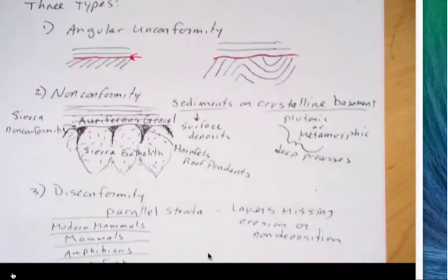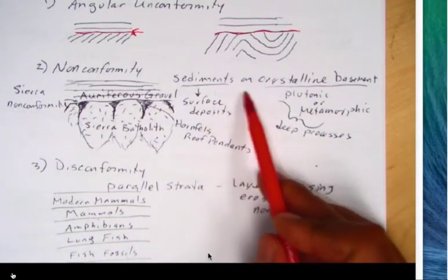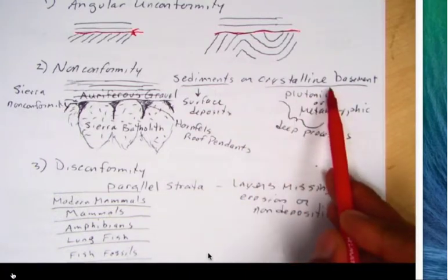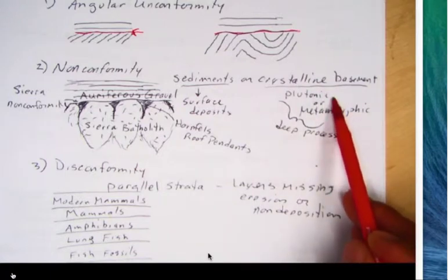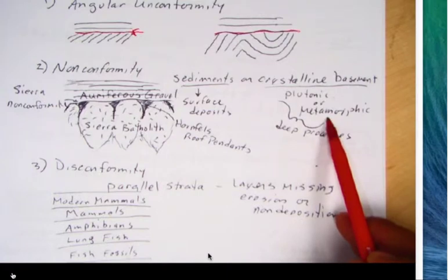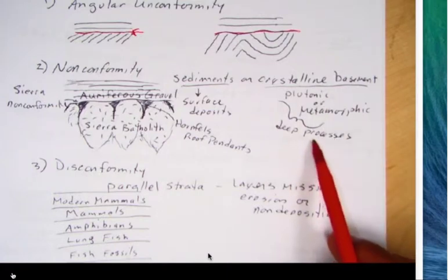The second type of unconformity is called the nonconformity. And so the nonconformity basically states where you have sediments on top of crystalline basement. And so remember, the crystalline basement is either going to be a plutonic igneous rock, like a granite, or a metamorphic rock. Both of these, what they share in common is that they form within Earth. It's a deep process. It doesn't happen up here on the surface. It's somewhere in the Earth at some depth.